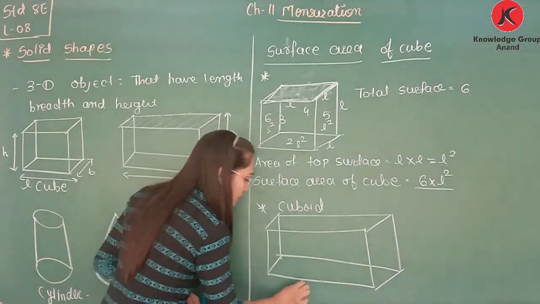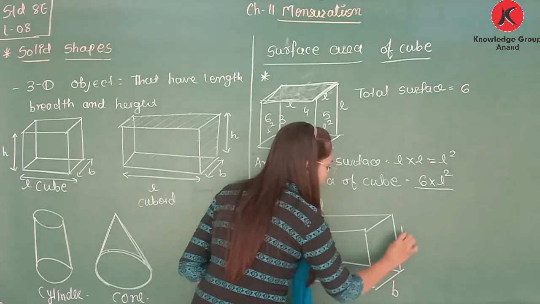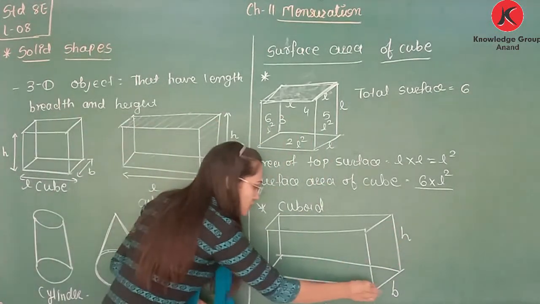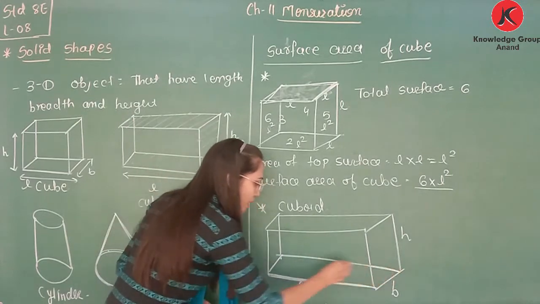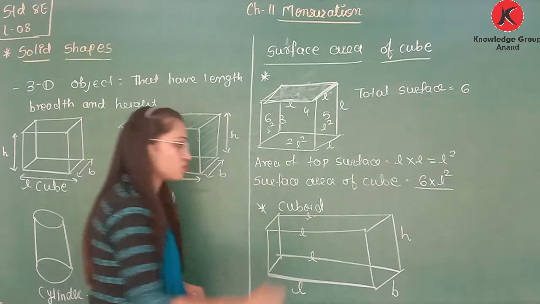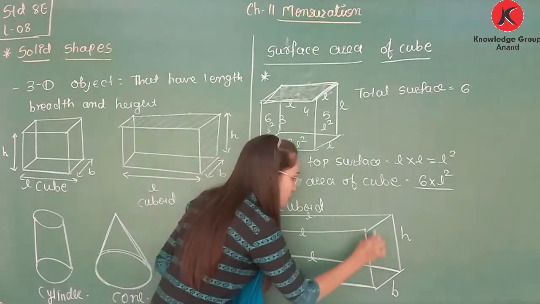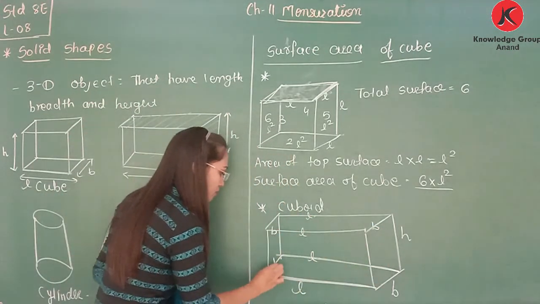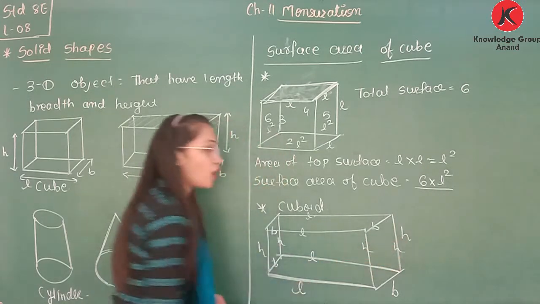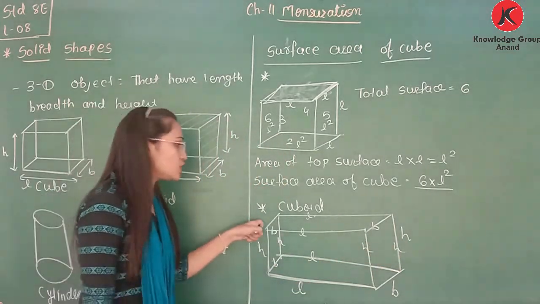Now in the cube, this is length, this is breadth, and this is height. So if this side is L, this is also L. So we can consider this is L, this is also L, and this is also L. This side is B, and this vertical line will be H. Now we need to find the area of each flat surface.